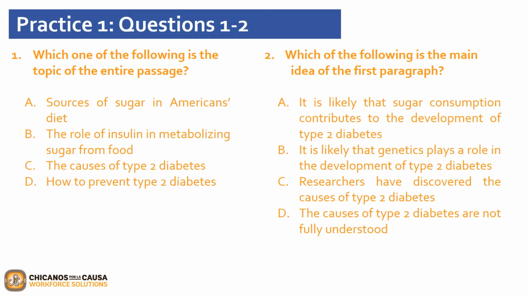Let's take a look at the very first question. Which one of the following is the topic of the entire passage? We have 4 options. A, sources of sugar in Americans' diet. B, the role of insulin in metabolizing sugar from food. C, the causes of type 2 diabetes. Or D, how to prevent type 2 diabetes. Let's take a moment to think about that.